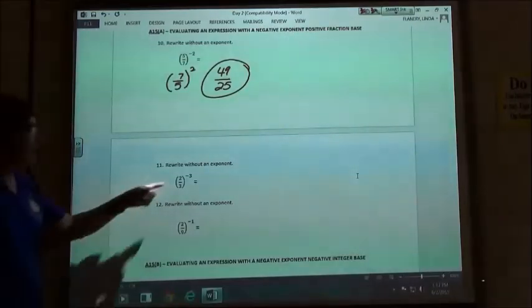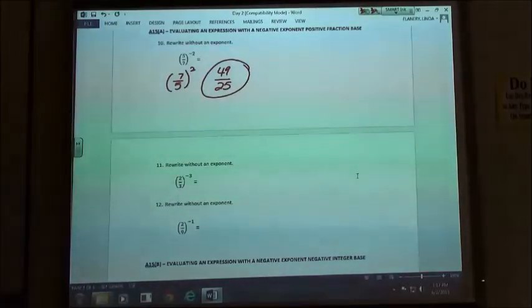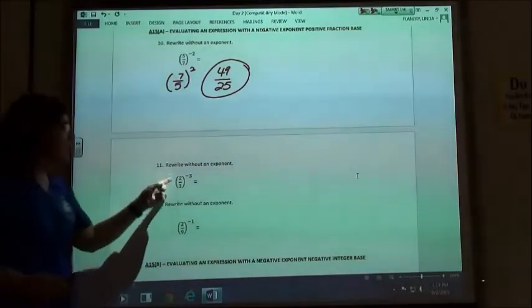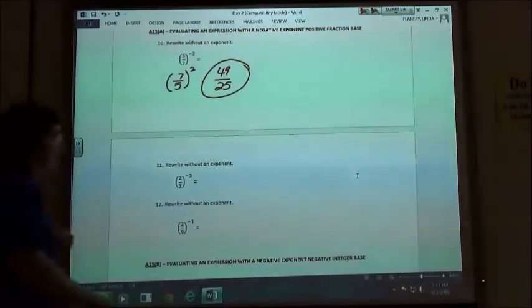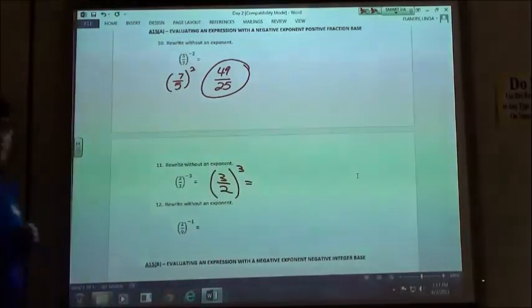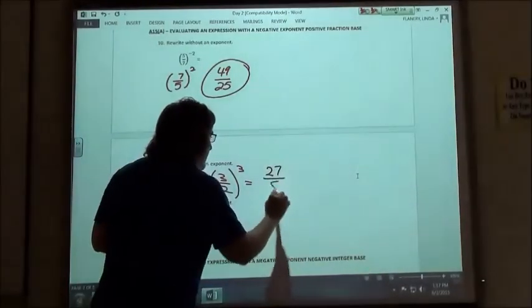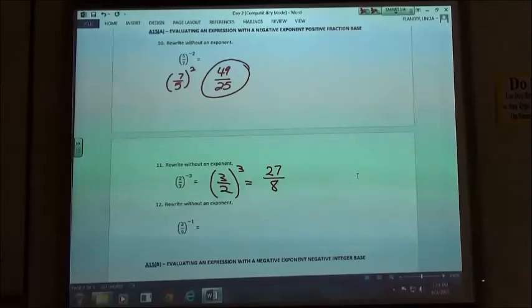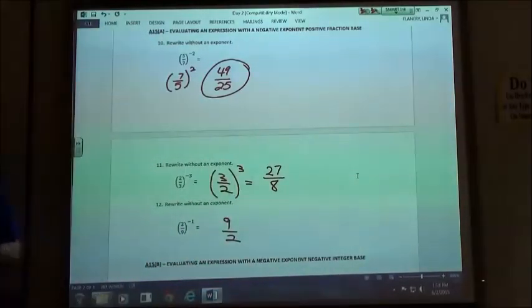So anytime I have that negative on the outside of my parentheses, I like to do the reciprocal of the base first instead of distributing out that negative exponent, just because life is easier that way. So if I'm simplifying number 11, the reciprocal of 2/3 would be 3/2. That's then going to be cubed, and if I cube that, I would get 27/8. And so 2/9 to the -1 power would be equal to 9/2. 9/2 to the first power, which is still 9/2.